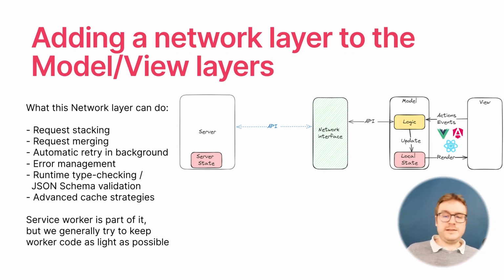And of course, this network interface would be the perfect opportunity to add more advanced cache strategies to be able to improve the performance of your application. So network interface, service worker is part of it. Usually we try to keep the service worker code as light as possible. So that means that all the new stuff that I just talked about, maybe it's not a good idea to put it in the service worker code, even if you can do it. Maybe it would be easier to do it on your main application thread as separate functions.